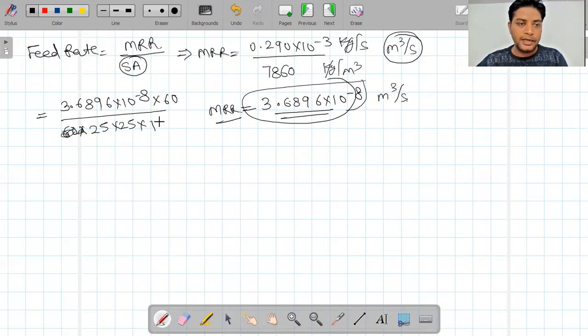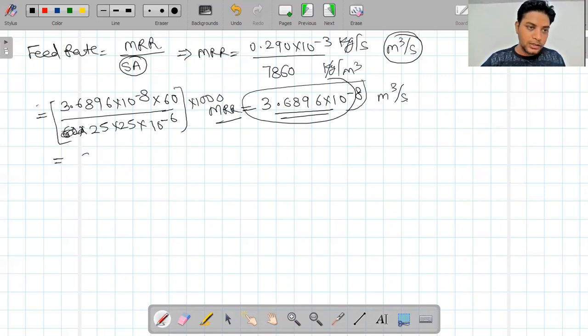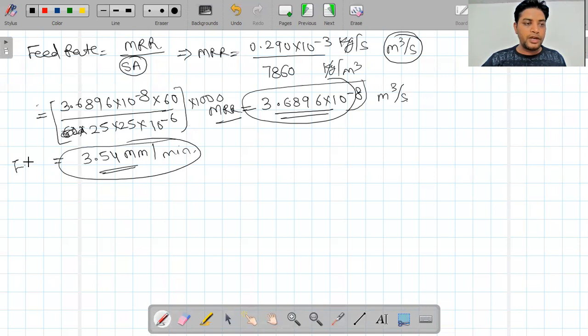So this will be 10 raised to power minus 6, and whatever value you get here will be in meter per minute. From here, just multiply this with 1000 as well. So whatever value you get will be in mm per minute. So the value that I am getting is 3.54 mm per minute. So this will be the feed rate.